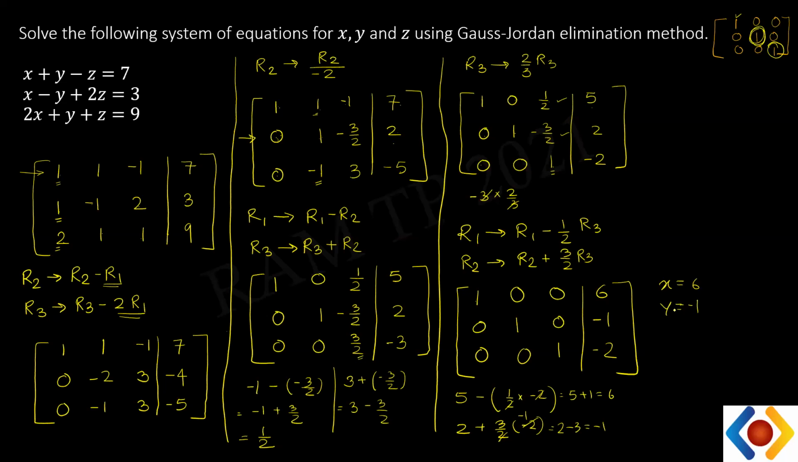So y is equal to -1 and z is equal to -2. And what should we do with the solution? We should check that. Okay, so let's substitute this in and check.